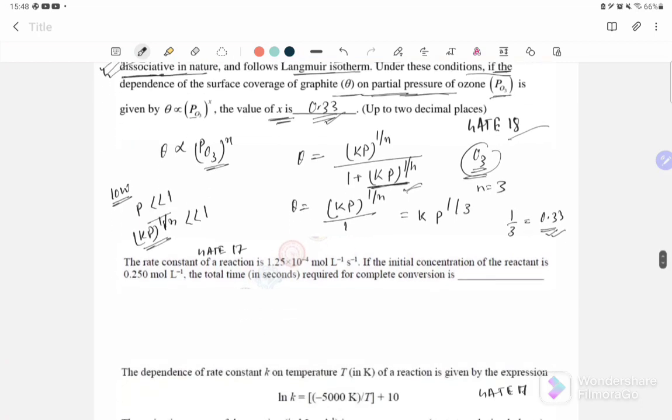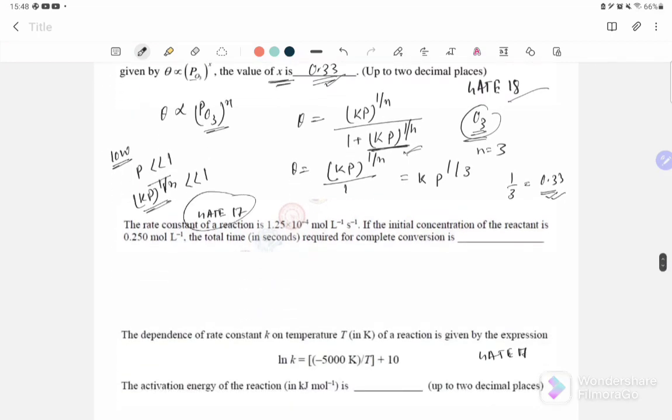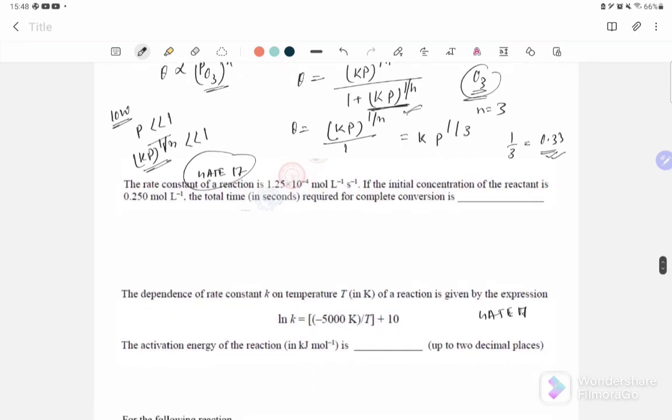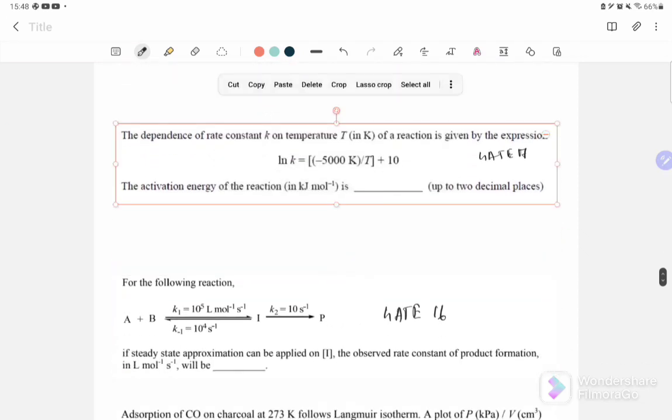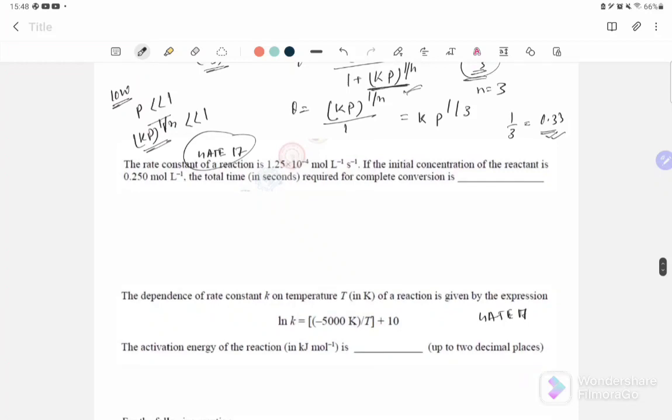So our next question that came in GATE 2017. What is the question? The rate constant of the reaction is 1.25 times 10 to the minus 4 mole liter inverse second inverse. If the initial concentration of the reactant is 0.250 mole liter inverse, the total time required for the complete conversion, they asked for the complete conversion.